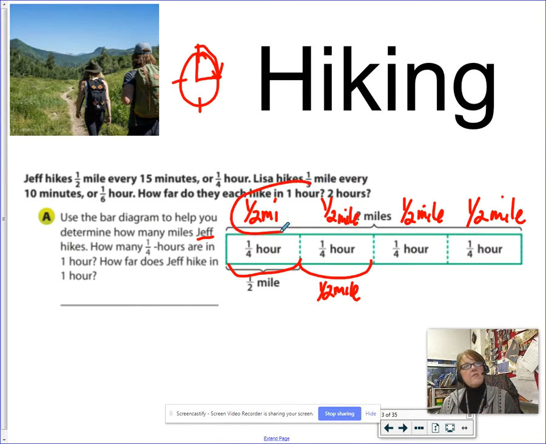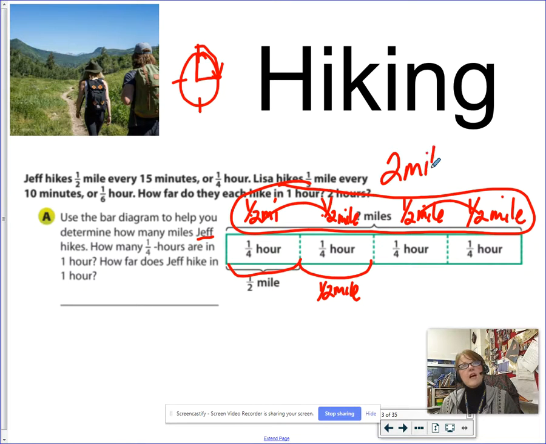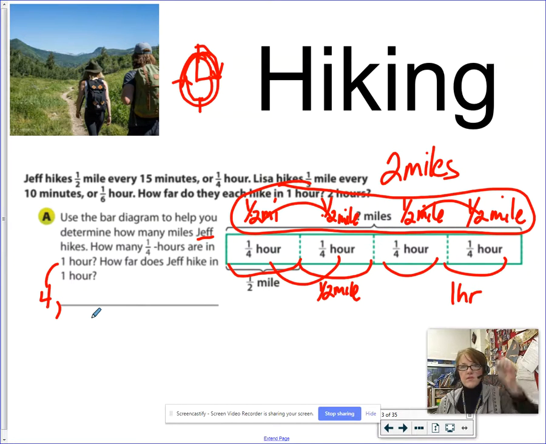So let's add all this up here, okay? So on top I have 2 halves make 1 whole, 1 whole. That's a total of 2 miles. And a quarter hour, that's a half hour. And then another 15 minutes or quarter hour. And another quarter hour. So this gives me 1 hour. So it says how many quarter hours are in an hour? Well, there are 4 of them. Those are those 15-minute chunks. How far does he hike in 1 hour? He hikes 2 miles.